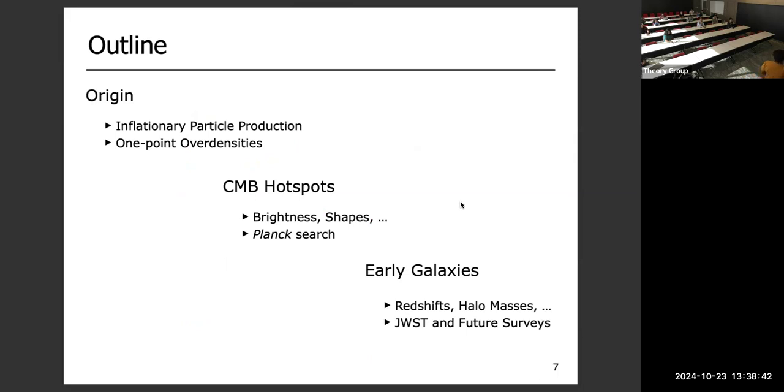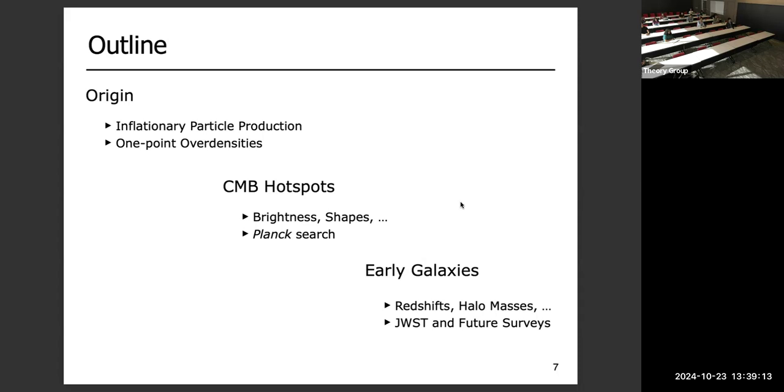As I said, first I'll focus on a model of inflationary particle production, and we'll see that these kinds of scenarios can give rise to localized overdensities in the primordial density field. In some sense, they can give rise to a 1-point correlation function of the curvature perturbation. And then I'll evolve those overdensities in time and first ask, how do they affect the CMB?